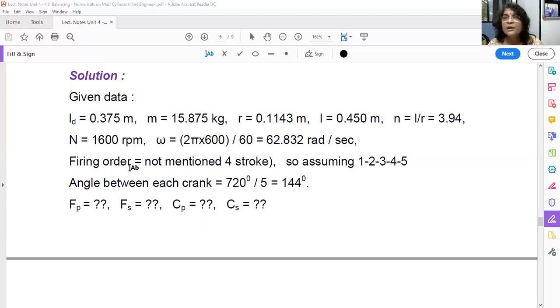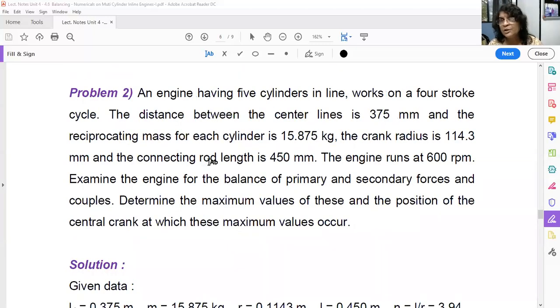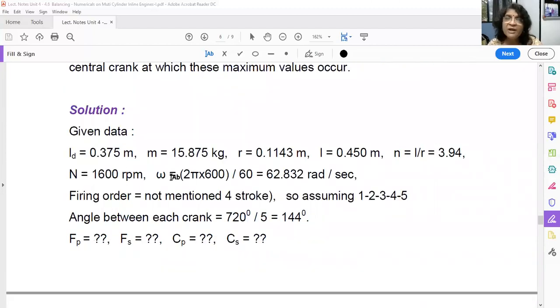Okay, now firing order is not given in this problem. What will you do? You can imagine any firing order. So there will be different answers for different students, because somebody may take firing order 1 3 4 2 5, somebody 1 3 5 2 4, somebody may take 1 2 5 3 4. So depending on your firing order, your unbalanced forces or couples will be different. Okay. So if it is not given, you assume 1, 2, 3, 4, 5. So firing order is not given, so we assume 1, 2, 3, 4, 5.